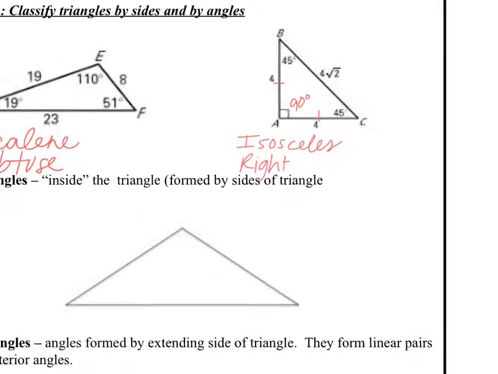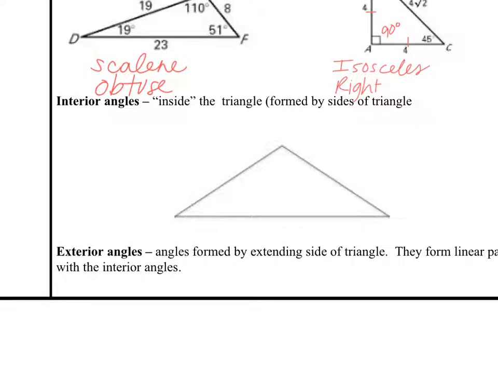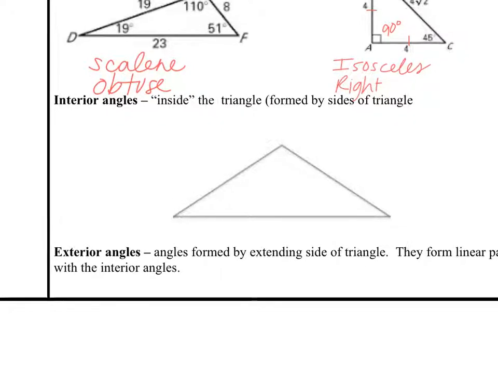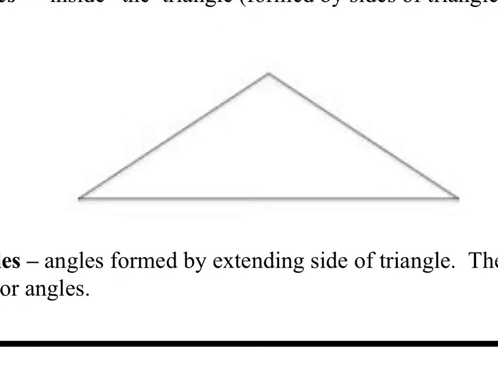Some important vocab for you. Interior angles of a triangle are on the inside. I'm going to label those with an I. And these are formed by the sides of the triangle. So interior are right here. There are 3 interior angles.